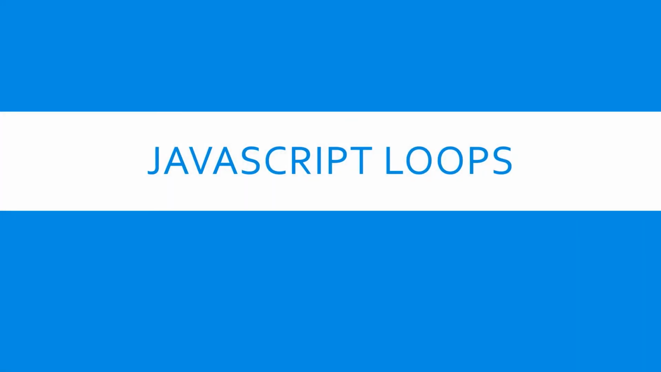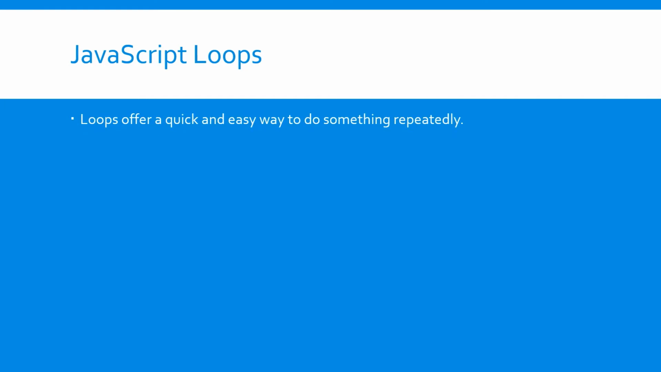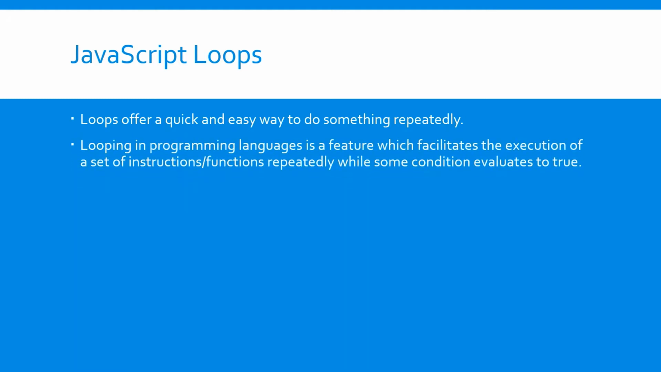Hello friends, today we are going to learn about JavaScript loops. So, what are loops? Loops provide a quick and easier way to do something repeatedly. In other words, looping in a programming language is a feature which facilitates the execution of a set of instructions or a function repeatedly while some condition is evaluated to true.